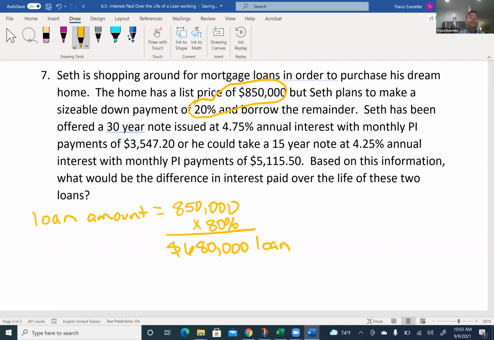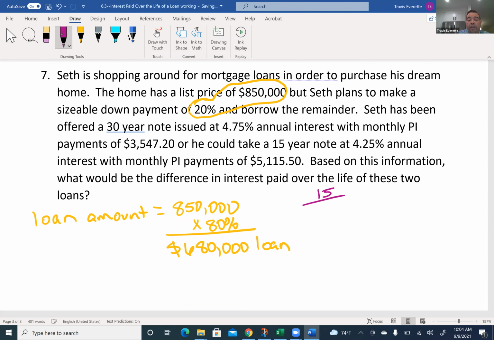Here's what we know. Whether Seth takes that loan out for 15 years or 30 years, he's borrowing $680,000. The only difference is his payments are bigger if he borrows it for 15 years than if he borrows it for 30 years. And what they're asking us here is compare the two loans. So that's exactly what we're going to do. I'll do purple for the first one. We're going to do the 15-year here, okay?